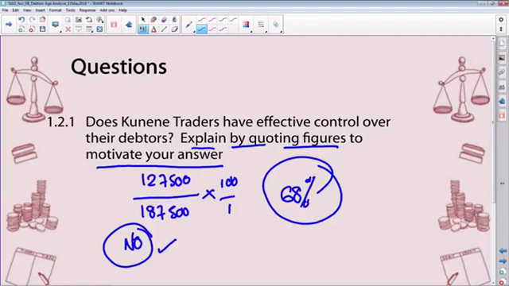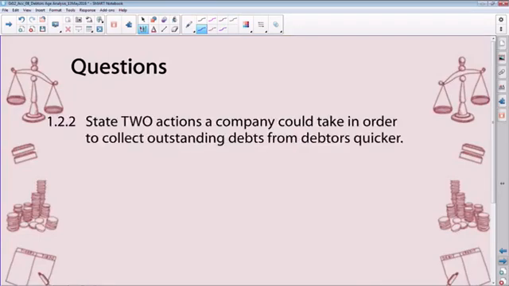Okay? Then the next question said, state 2 actions that the company can take in order to collect the outstanding debts from debtors quicker. We've discussed something similar to this one here. What are they? Yes, obviously, charging interest on overdue accounts.